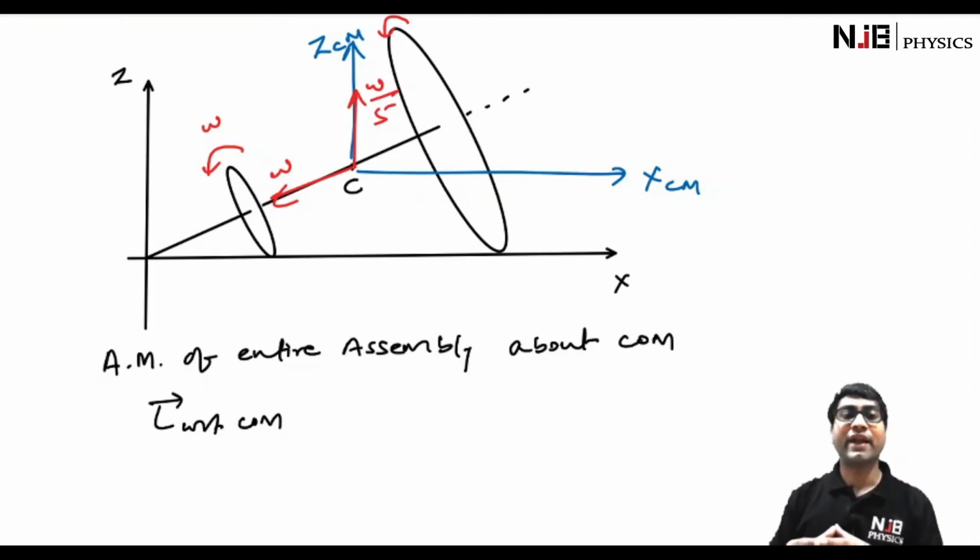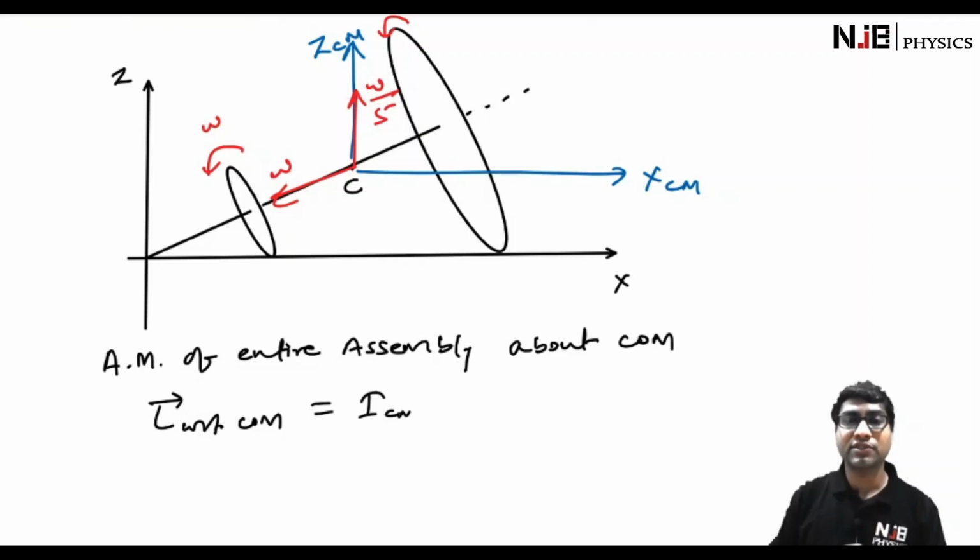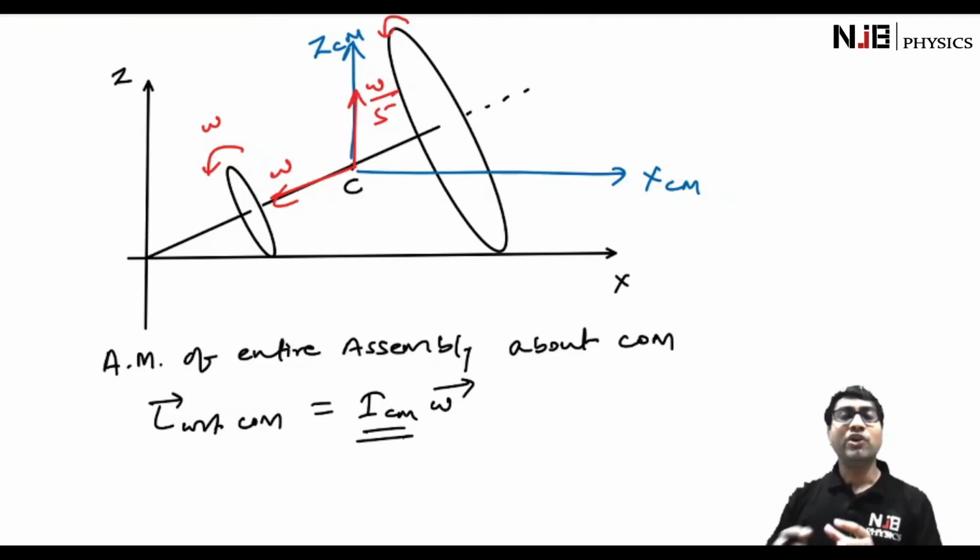And now we have to find the angular momentum of this entire assembly about the center of mass. So do we have any formula for this? Well, we have studied one formula in which angular momentum with respect to center of mass is written as I_CM times omega vector. What is this I_CM in that formula? I_CM is the moment of inertia about the axis that passes through the center of mass and is along this omega vector. So now we just have to think, can we make use of this formula in this particular problem?